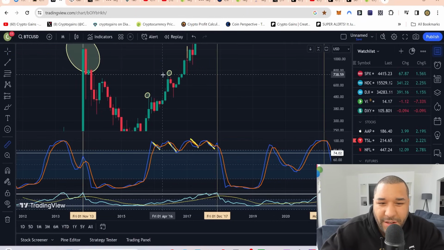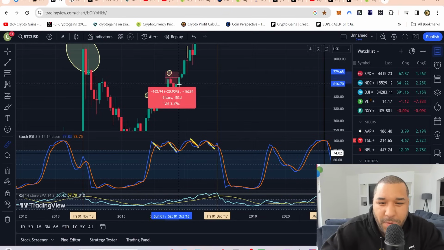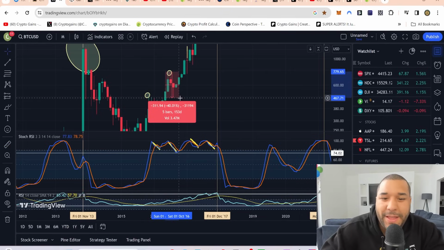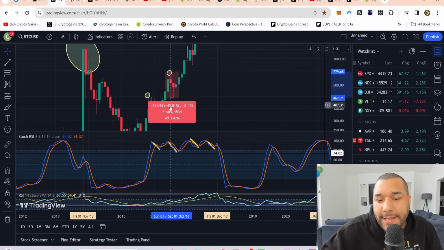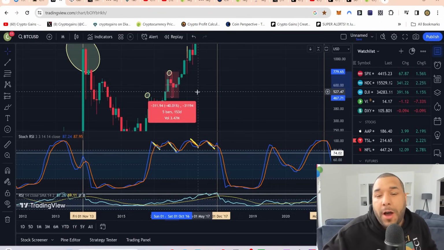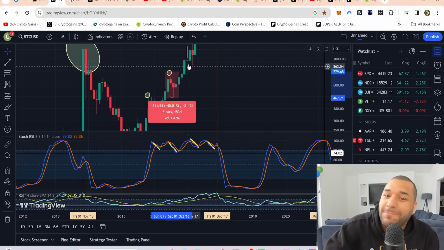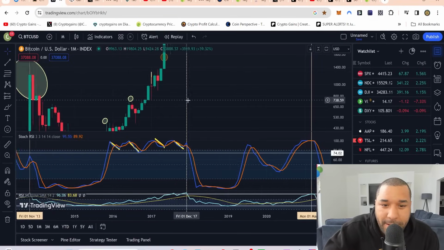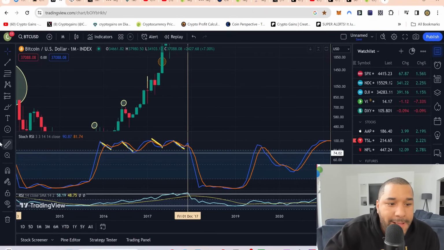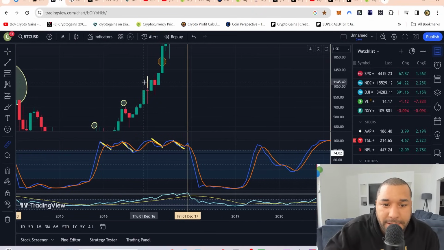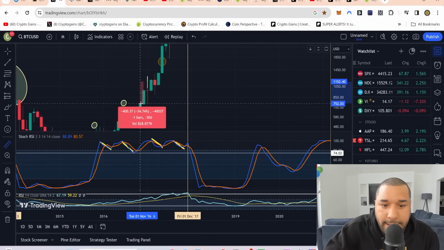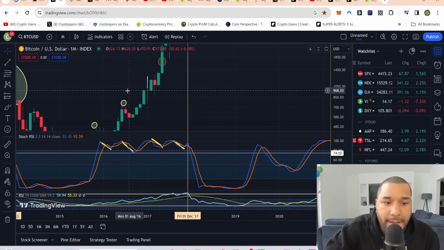Let's do the next one. From here all the way down to about here, that's a 40% drop. You see? And that's enough to shake a lot of people out of the market to think that there's a bear market coming. And then it flips on you and starts to go again. So just be aware that you may see some big drops in the future, from here all the way down to here. That's a 34% drop.